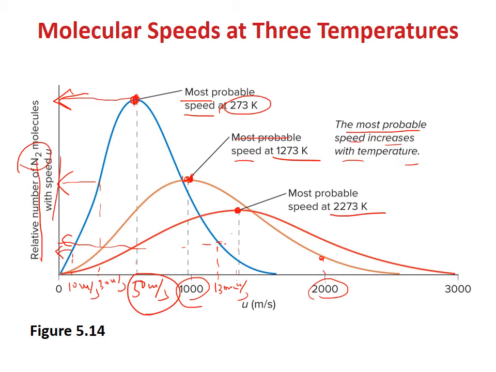So the most probable speed increases with temperature. Now, we know that the speed is related to kinetic energy. So this tells us that the average kinetic energy is proportional to temperature times a constant. So it depends on temperature. At a given temperature, all gases have the same average kinetic energy.